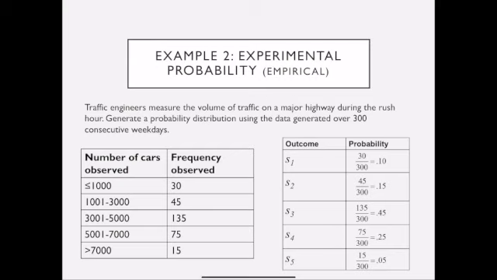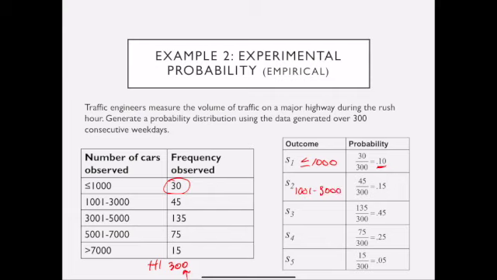So the total of this is 300. So event 1, it looks like, is there were greater than or equal to 1,000 cars, right? That's our first outcome. And the probability of that is 0.10. We took 30 over our total of 300, and we got 0.10. Outcome 2 is that there were 1,001 to 3,000 cars.